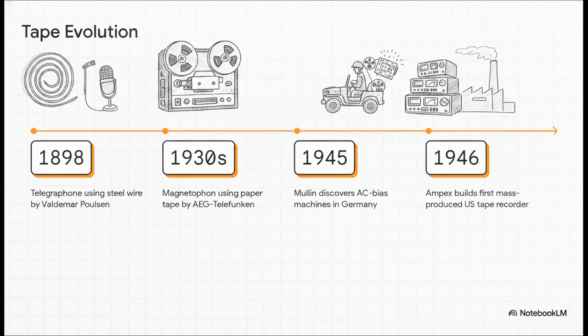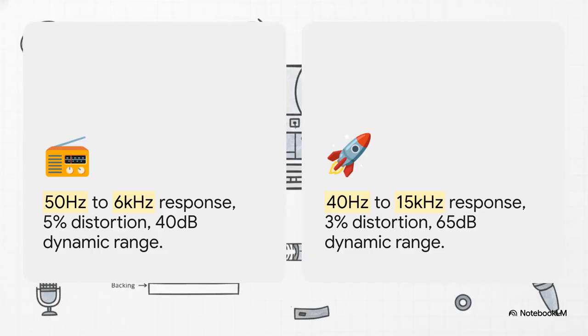The Allies had no idea it existed until Major Jack Mullen discovered it in 1945, bringing the tech back to the US, where Ampex built the first mass-produced professional machines in 1946. Now, the absolute game changer here was something called AC bias.